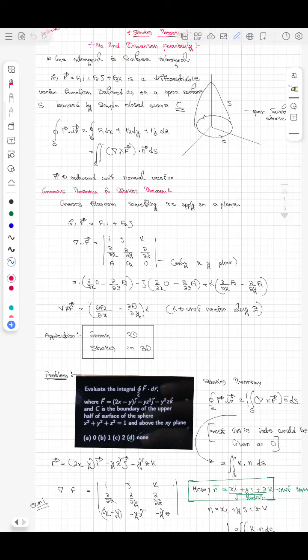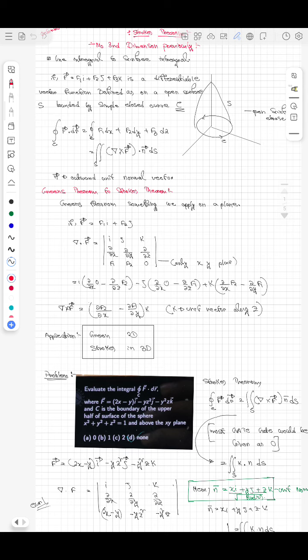Stokes theorem, then a simple thing: the Green's theorem that we did is a part of Stokes theorem. So Stokes theorem is applicable for 3 dimensions, whereas Green's theorem is applicable for 2D. And then here, the line integral is converted into a surface integral.